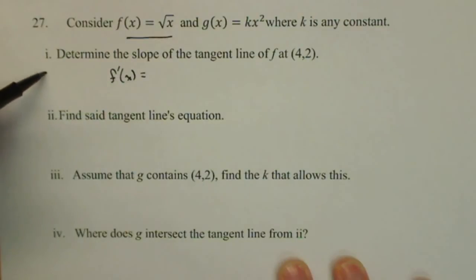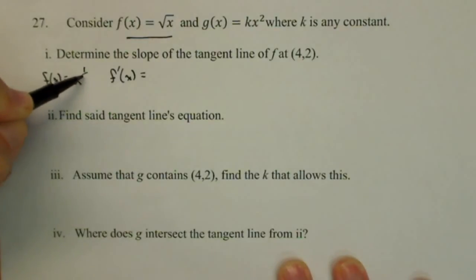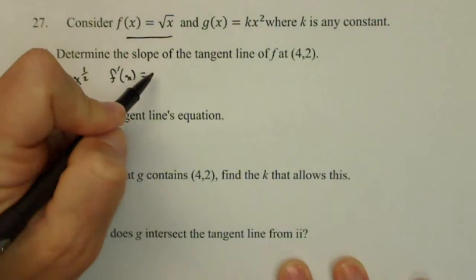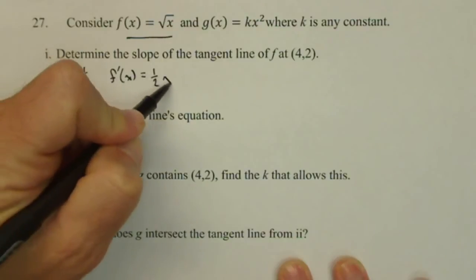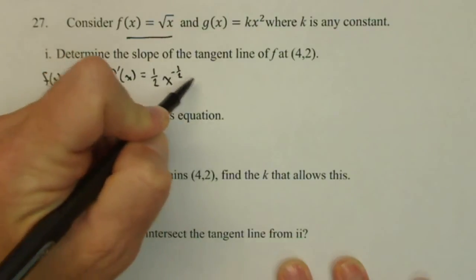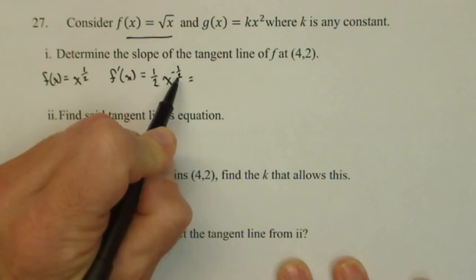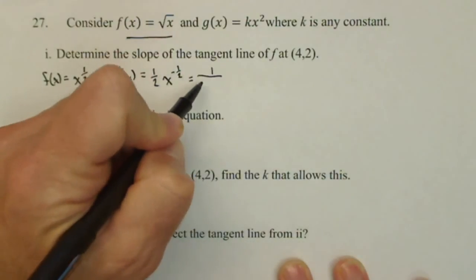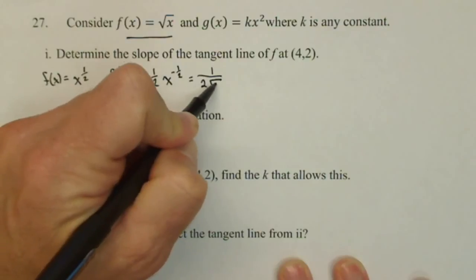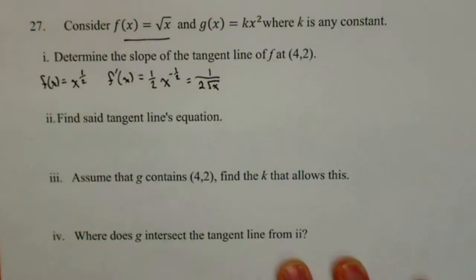Well, it may be easier to write f of x as a power function, so x to the 1/2. And so then f prime of x is 1/2 x to the negative 1/2. Or if you wanted to simplify that, because it's negative, the x will go in the denominator, and 1/2 is a square root, so 1 over 2 square root of x. Now that just gives us the derivative.